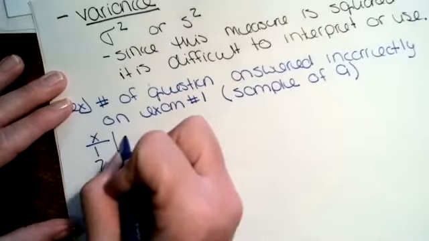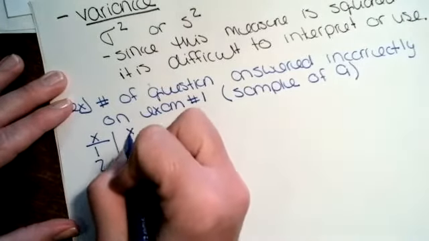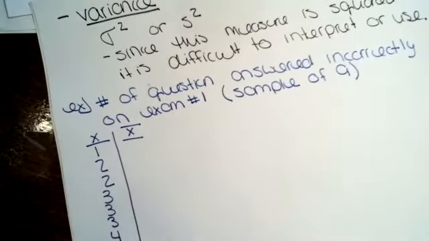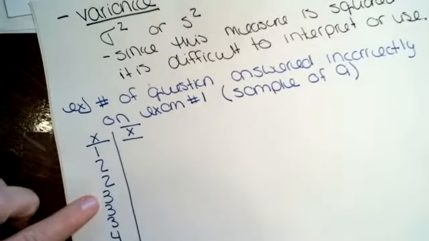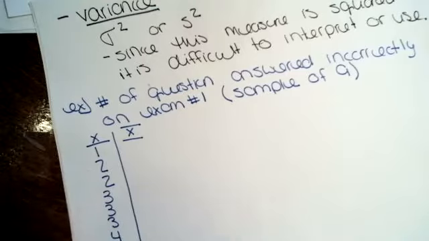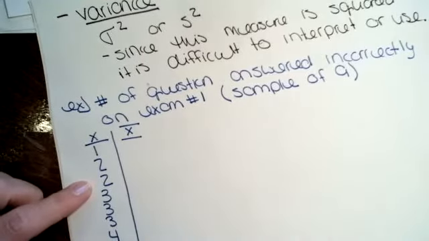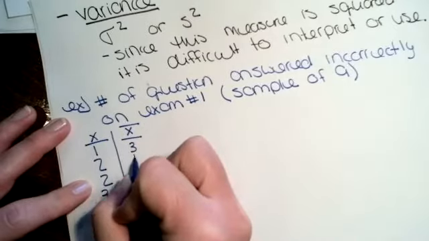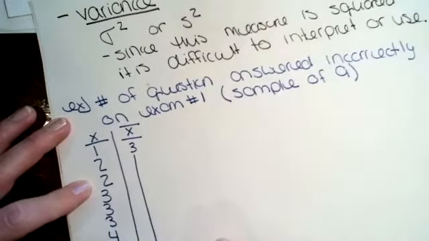Now, in my next column in my table, I'm going to write down my X bar. So X bar is the average of all of these. I'm going to tell you it's 3. I know it's 3. I've already calculated it. So I'm just going to do 3 like that.